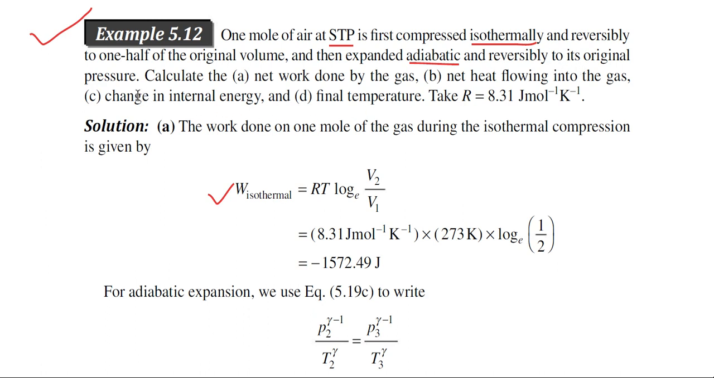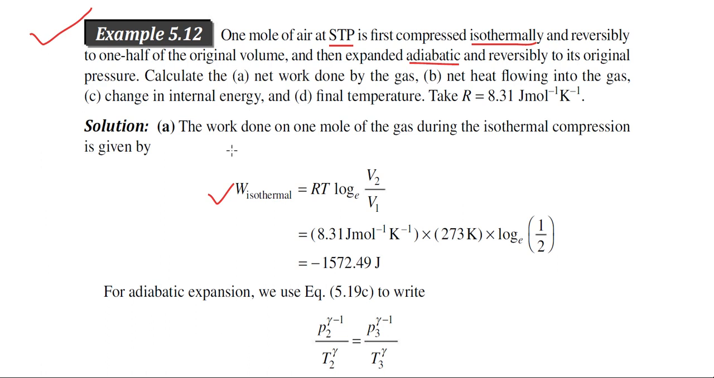Then again, you are expanding it, but in this case the process is adiabatic. At first, when you compressed, the process was isothermal, but now when you are expanding, the process is adiabatic. So you are expanding adiabatically and reversibly to its original pressure. So what do we have to do? We have to calculate the net work done by the gas, the net heat flowing into the gas, the change in internal energy, and the final temperature. Several parameters we have to calculate.